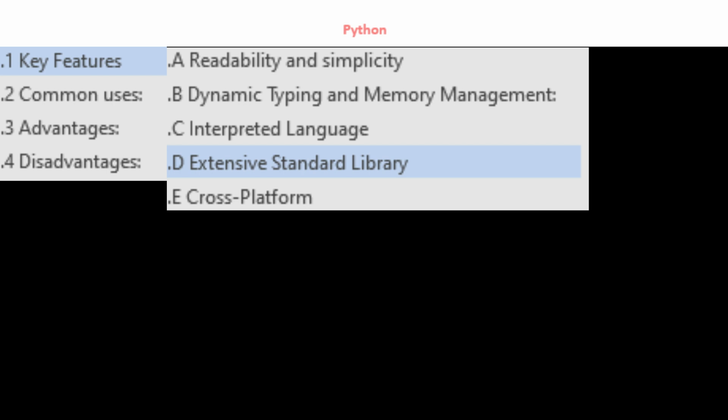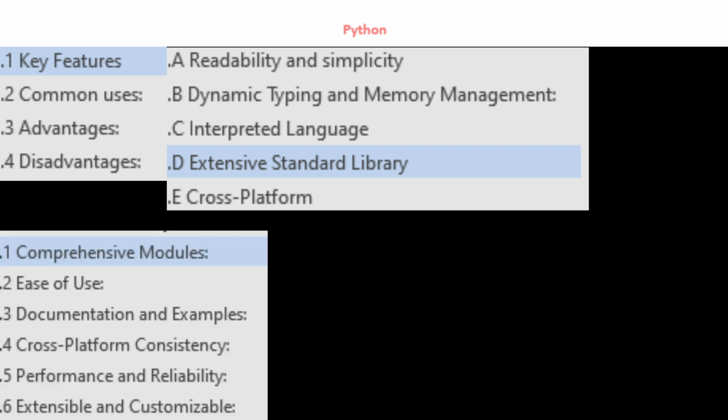Extensive standard library. Python boasts a large standard library that supports many common programming tasks, such as connecting to web servers, reading and modifying files, and more. Comprehensive modules. Wide range of functionalities. Python's standard library includes modules and packages for a wide variety of tasks, from file I/O and system calls to web services and data serialization.